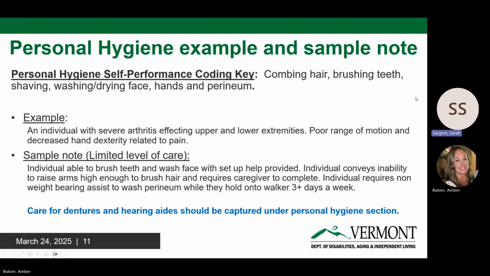Here is personal hygiene example and sample note. Personal hygiene self-performance coding key definition: combing hair, brushing teeth, shaving, washing and drying of face, hands, and perineum. Example: an individual with severe arthritis affecting upper and lower extremities, poor range of motion, and decreased hand dexterity related to pain. A sample note of limited level of care for personal hygiene.